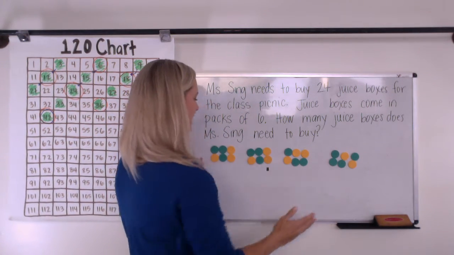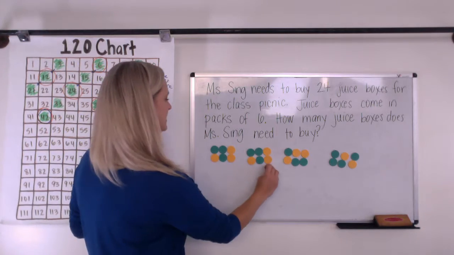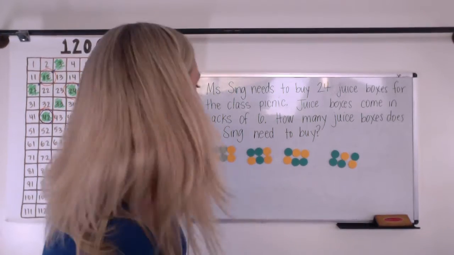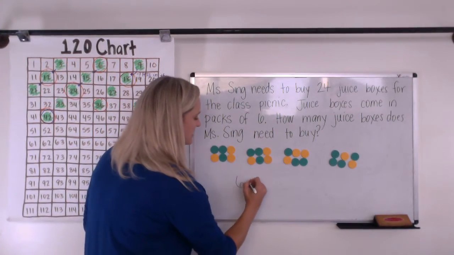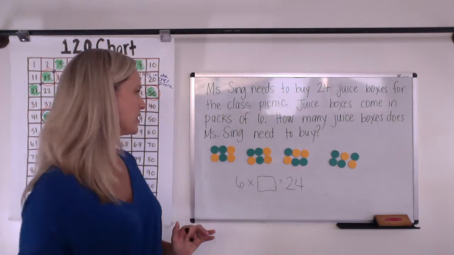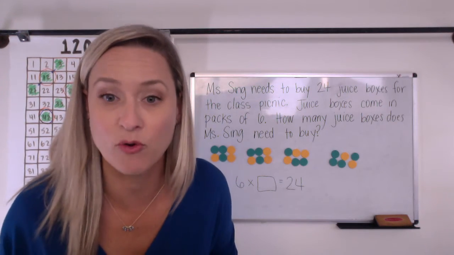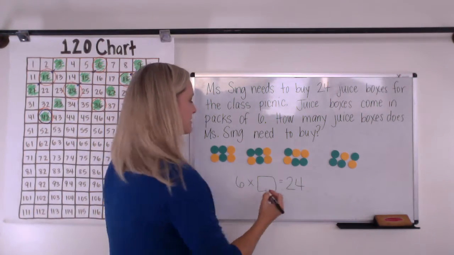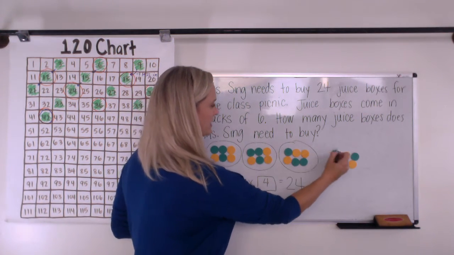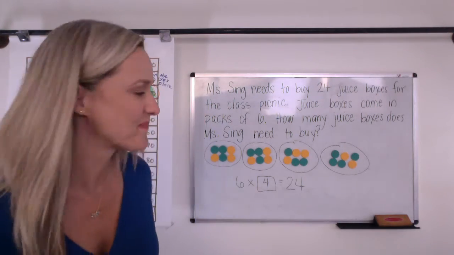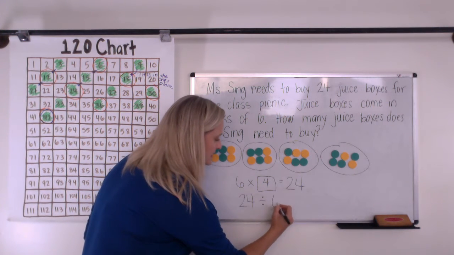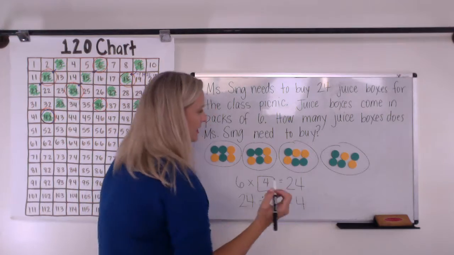All right, it looks like we figured it out. She will need to buy 1, 2, 3, 4 packs of 6. All right, so we can also think about that as 6 times what makes 24. So you probably have learned your 6s, or you're still learning your 6s maybe. 6 times 4 makes 24, and that shows us the number of groups. 1, 2, 3, 4, or the number of packs, I should say, right? We can also think about it as 24 juice boxes split into packs of 6 makes 4 packs to buy.